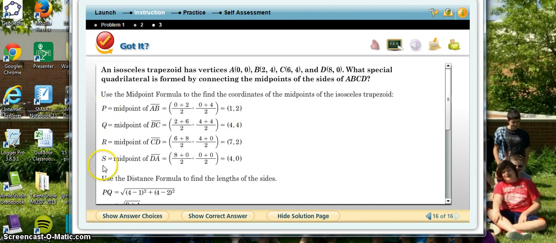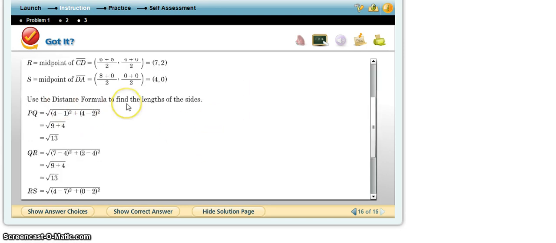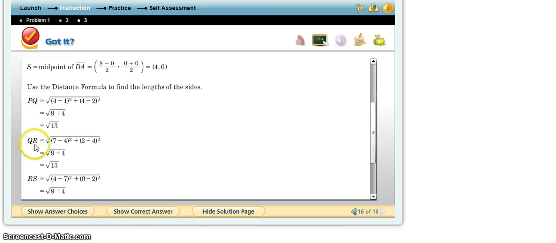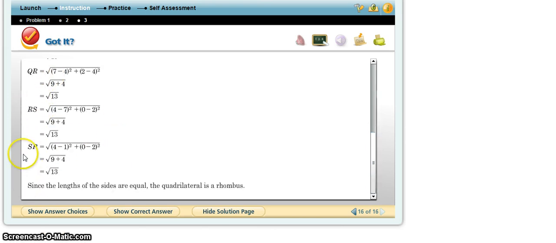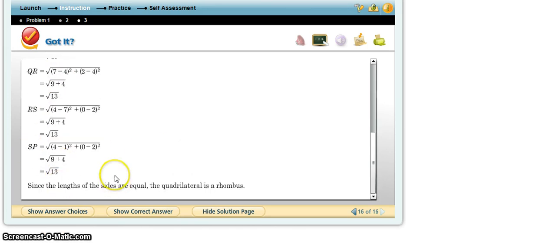So we're calling this a new quadrilateral, PQRS, with these points of (1, 2), (4, 4), (7, 2), and (4, 0). Now, if you have not done the midpoint formula on your own, you want to make sure that you're able to, because this is rather hard if you've not done it on your own. So then we scroll down and we see that they use the distance formula to check between P and Q, between Q and R, between R and S, and then likewise between S and P. And because all of these are radical 13, that then tells me that this is in fact a rhombus.